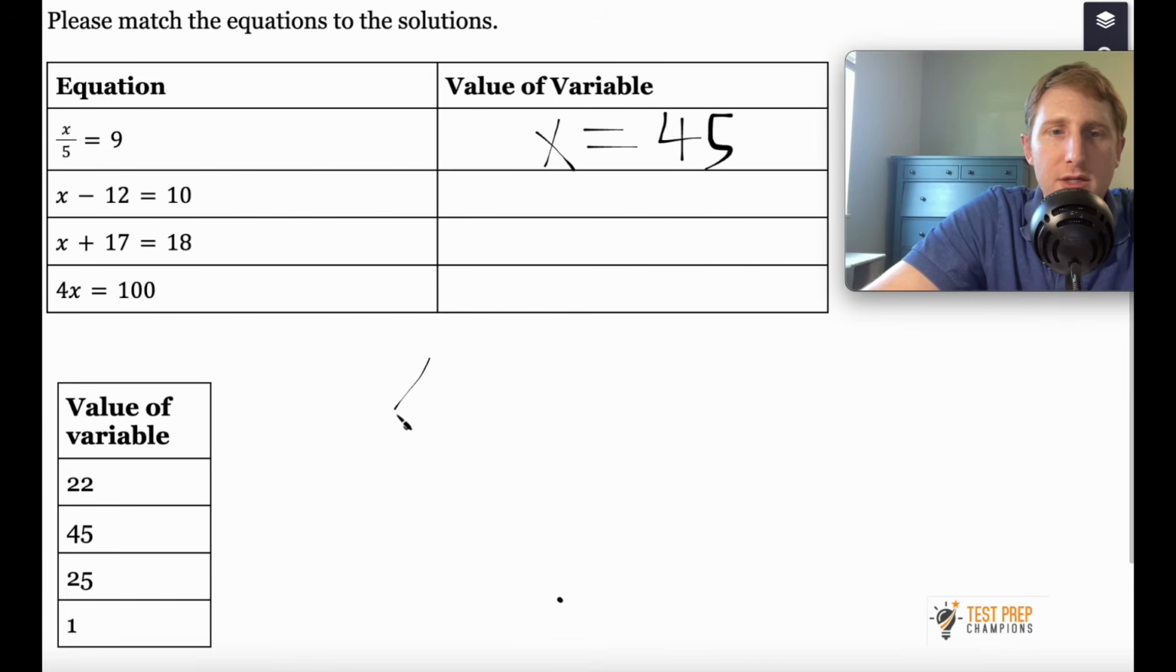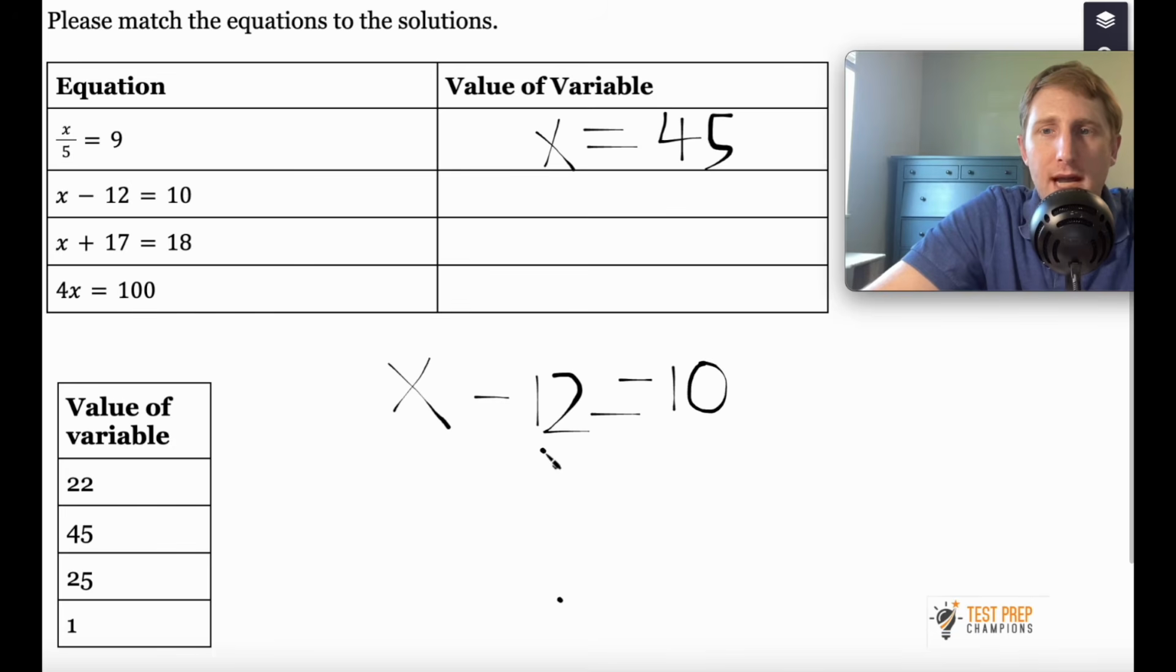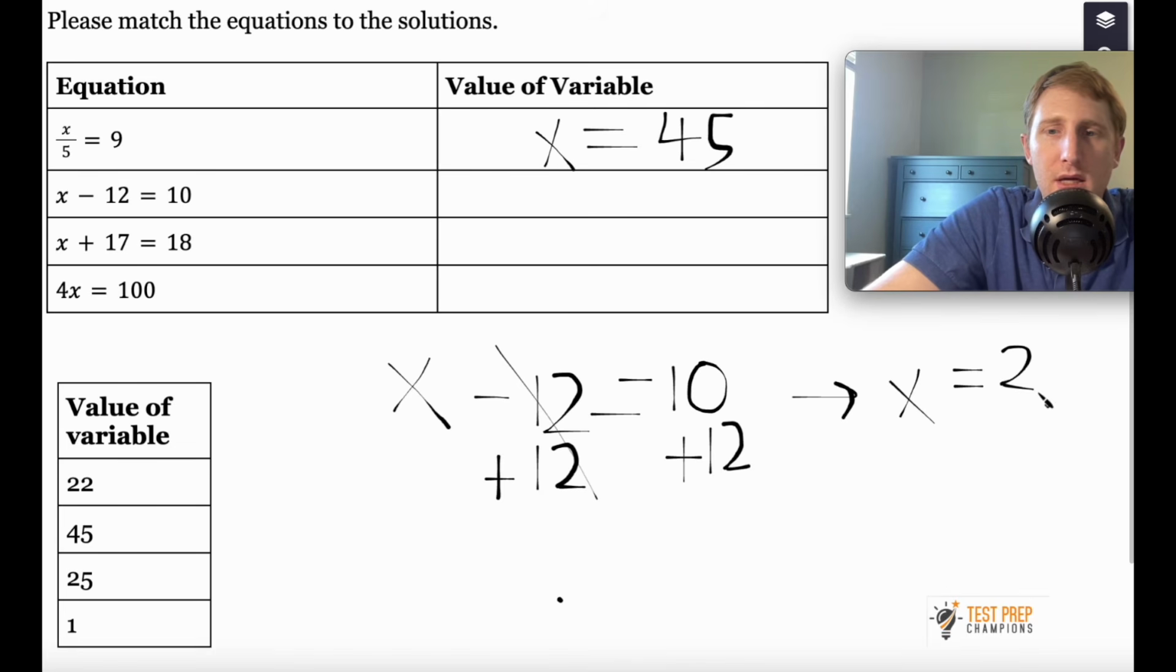Now let's take a look at this one. x minus 12 equals 10. The name of the game here is to get the x by itself on one side of the equation. In other words, we want to solve this for x. So I've got x minus 12. What's the opposite of minus? Well, the opposite of minus is plus. So I'm going to add 12 to this side, and the 12s are going to cancel out, which is what I want. But I have to remember to also add 12 over here, because whatever I do to one side, I also have to do to the other side. So we'll see that x equals 22, because 10 plus 12 is 22.